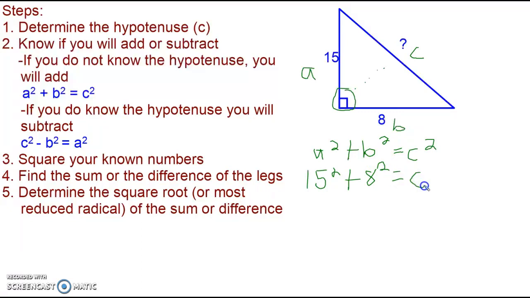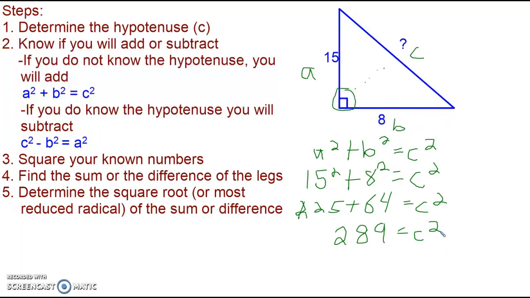Is equal to C squared. 15 squared is 225 plus 8 squared, which is 64, is equal to C squared. So now we need to find the sum of 225 and 64, and that is 289. So we have 289 is equal to C squared.